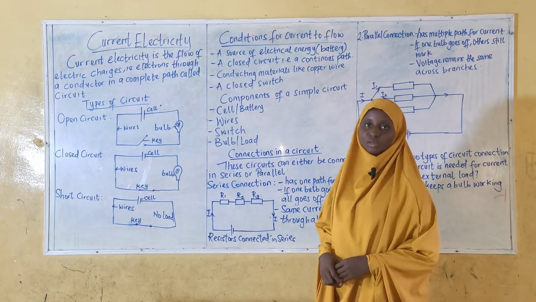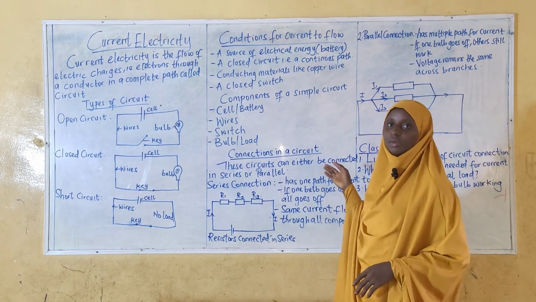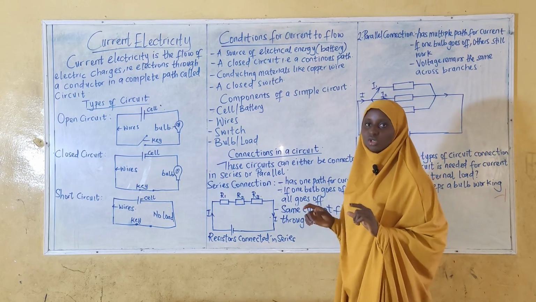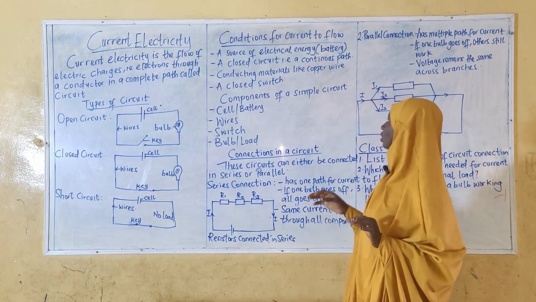Conditions for current to flow. The first thing we need is a source of electrical energy. Here we are going to be using a battery. We also need a closed circuit. Note that I said that the circuit must be closed.